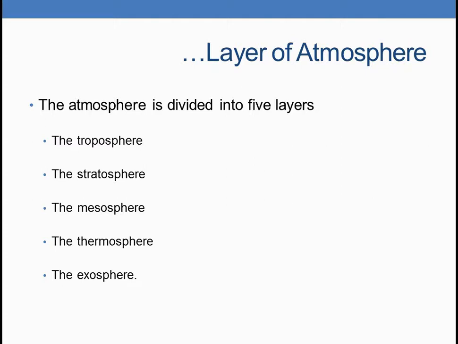Next, let's see the thermosphere. The thermosphere starts just above the mesosphere and extends to 600 kilometers high. Okay, and exosphere, this is the upper limit of our atmosphere. It extends from the top of the thermosphere up to 10,000 kilometers high. Is it clear, children? Yes.